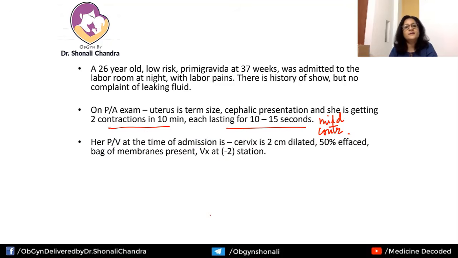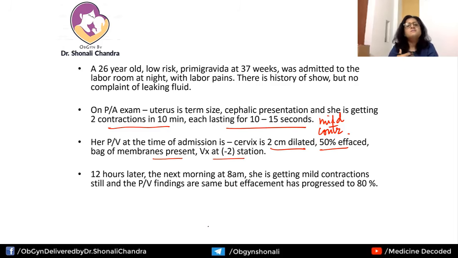You do a PV at the time of admission. The cervix is 2 centimeters dilated, 50% effaced. There's a bag of membranes present, and the vertex is at -2 station. Fine. Now, you leave her at that, right? She's just been admitted. Overnight, she stays in the labor room.